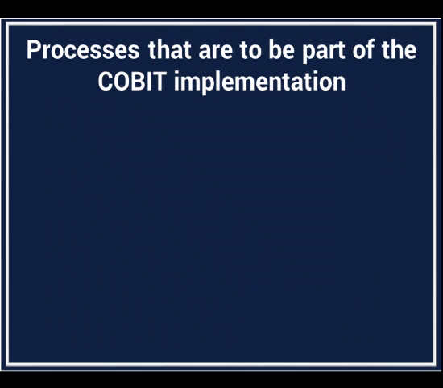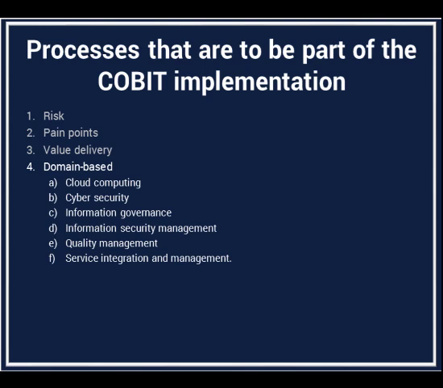There are a number of ways to select the processes that will fall within the scope of the COBIT implementation initiative. The selection can be based on risk, pain points, value delivery, or specific domains such as cloud computing, cybersecurity, information governance, information security management, quality management, service integration and management, and other areas of particular benefit to the organization. COBIT provides a goal cascading method to identify the processes.